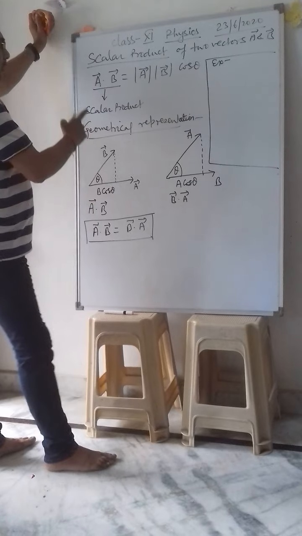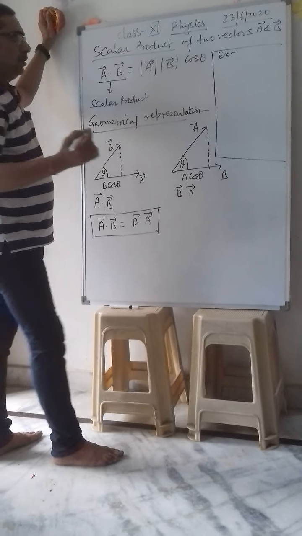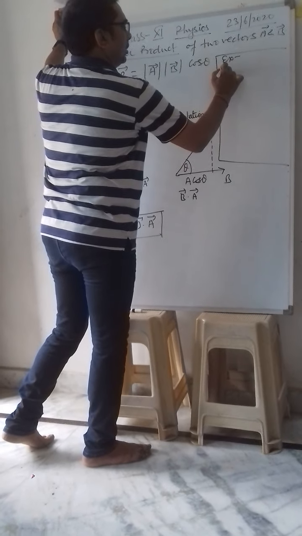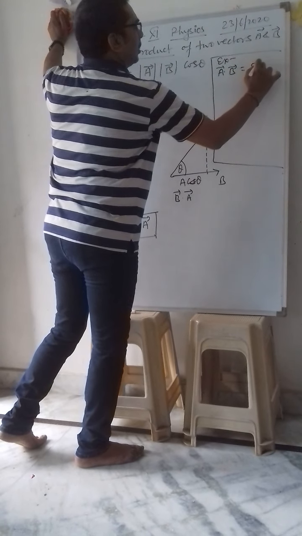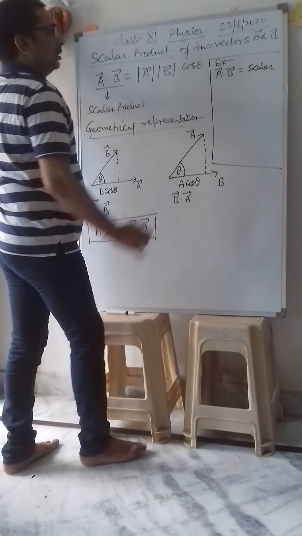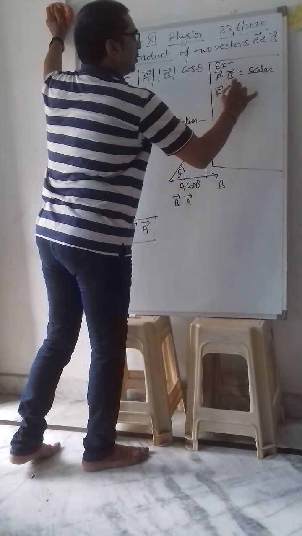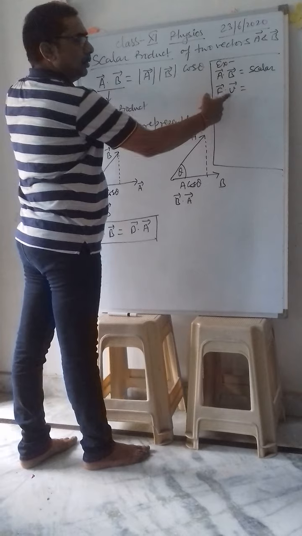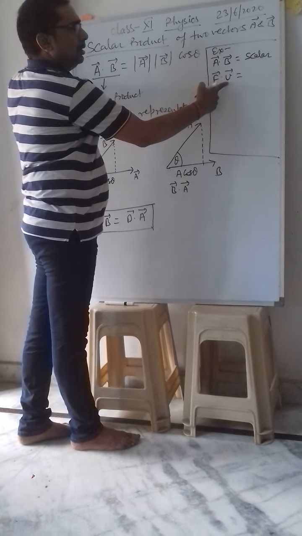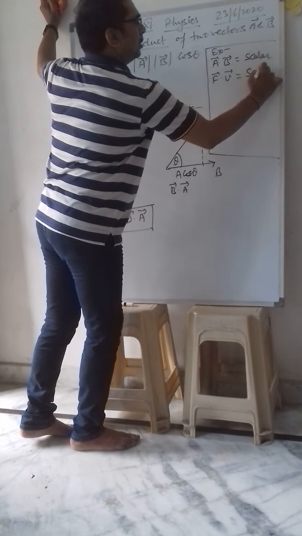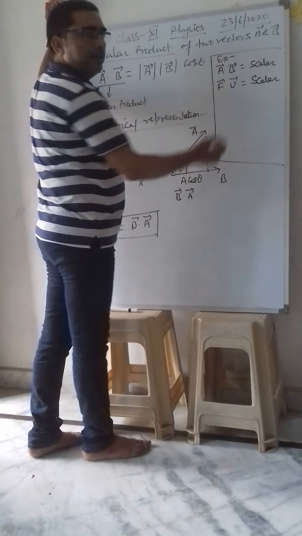The scalar product A dot B is always a scalar. How? Scalar product is always scalar. That means A dot B is always scalar. Suppose one example: here F is the force, V is the velocity, and the scalar product of force and velocity is always scalar. Why? Because F dot V is equal to work done. So work is always scalar.